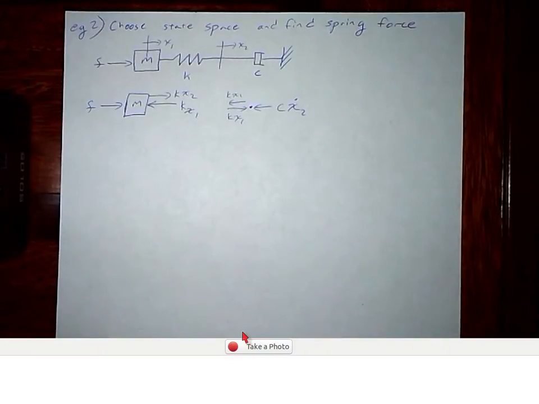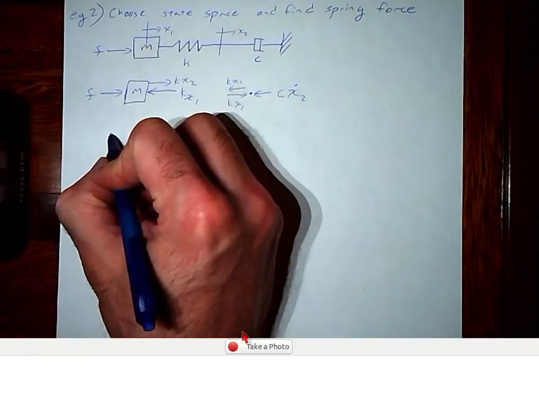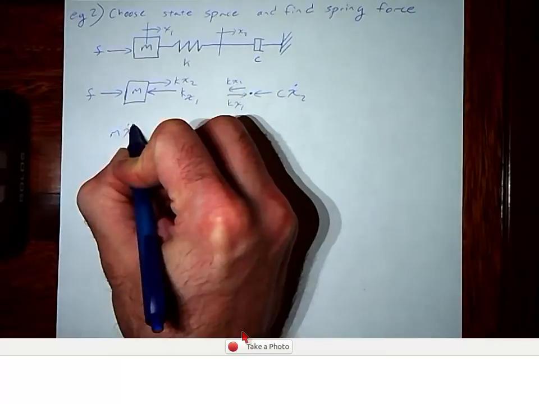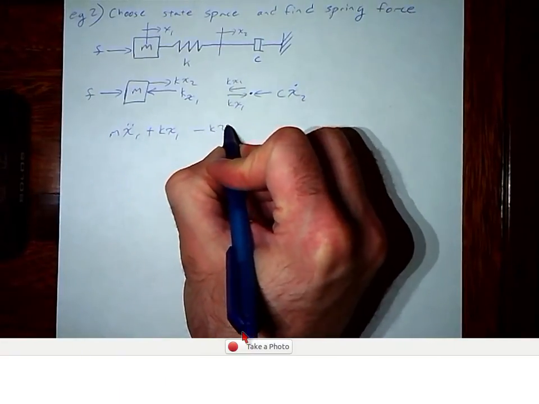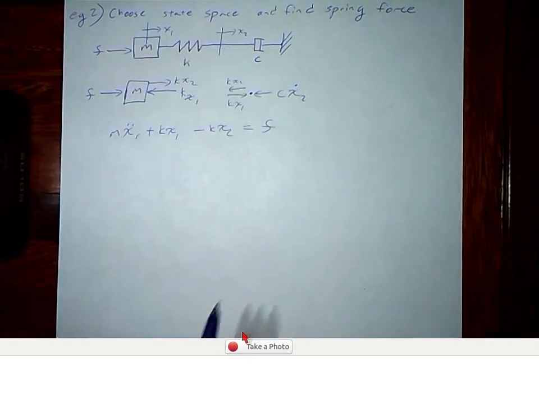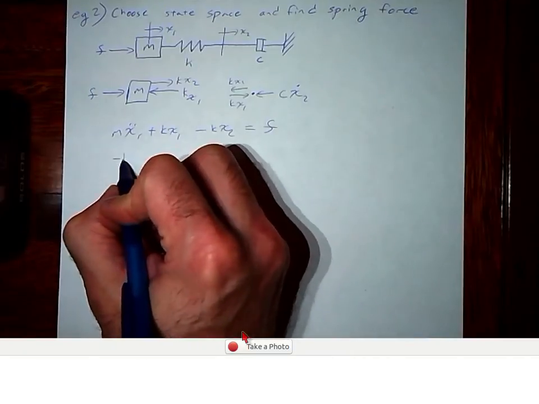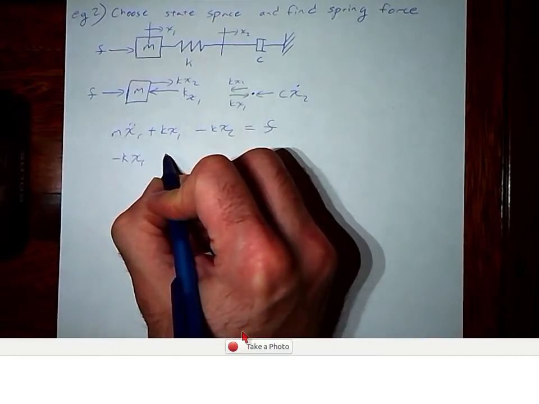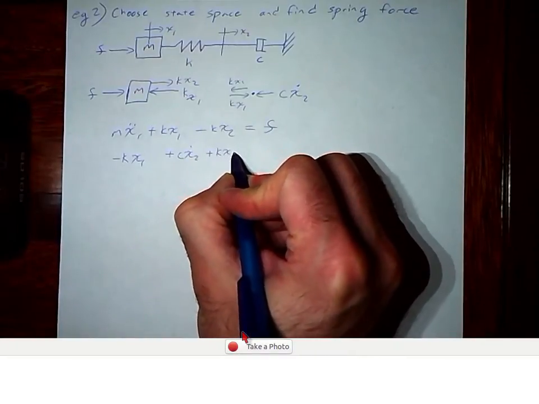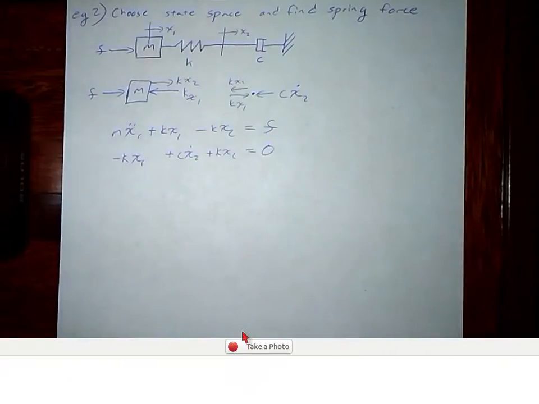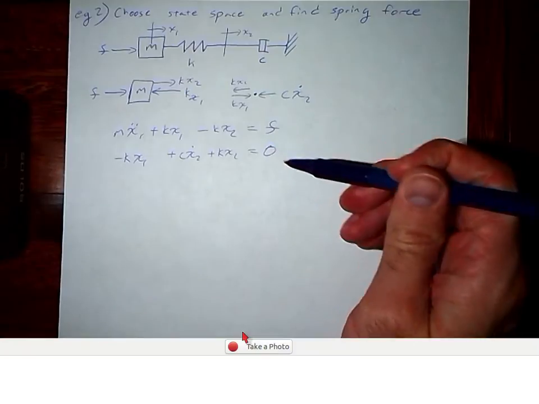So we'll get two differential equations from these. So we have that M times x1 double dot plus K times x1 minus K times x2 is equal to the applied force F. And then we have negative K times x1 plus C x2 dot plus K x2 is equal to 0. Alright, so we've got this second order differential equation and this first order differential equation.